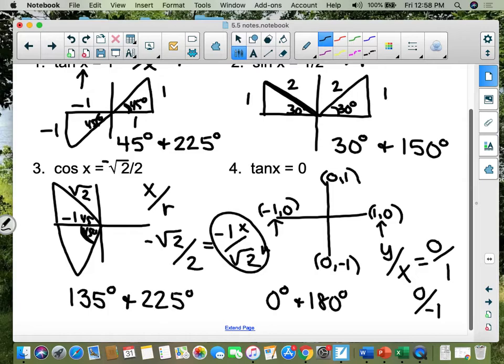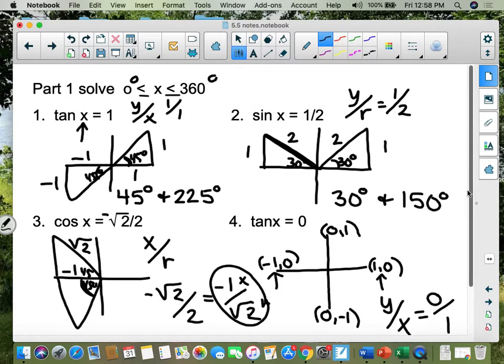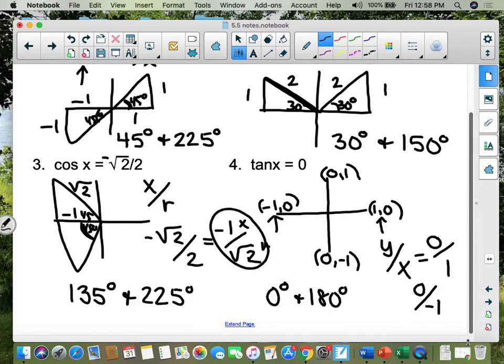Watch out for the stipulation. They want all of the angles from 0 to 360, including 0 and 360. Do you see the lines underneath it? Isn't 0 and 360 in the same spot? This one has 3 answers: 0, 180, and 360 for this problem because of the line underneath the 360.